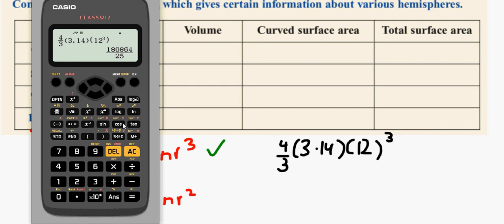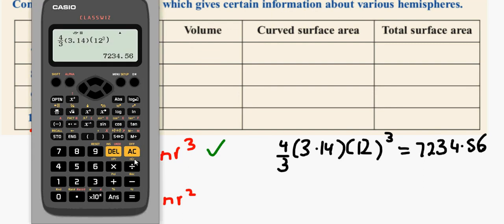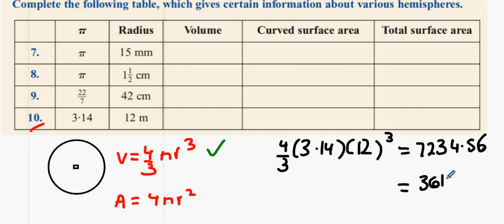And what we get here is 7,234.56. Is that the correct answer, or what do I have to do with that? Have to half it. And you get 3,617.28 centimeters, or sorry, meters cubed. Everybody cool with that? Can anybody tell me what's the difficulty with the area formula?